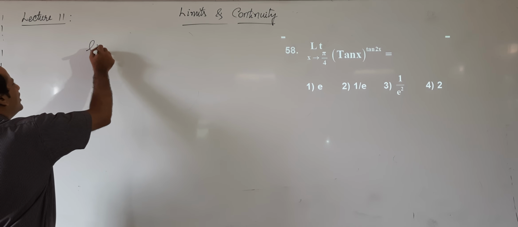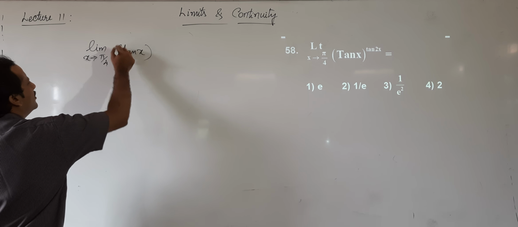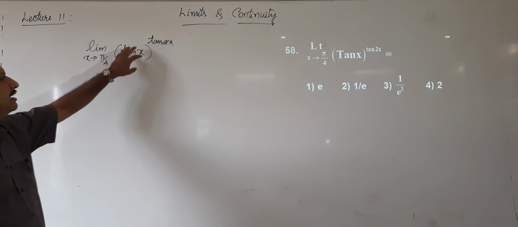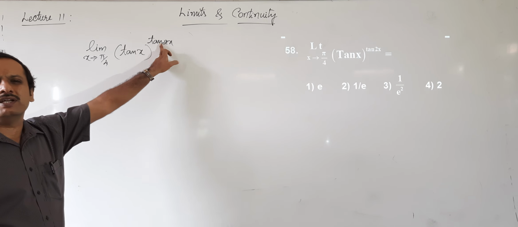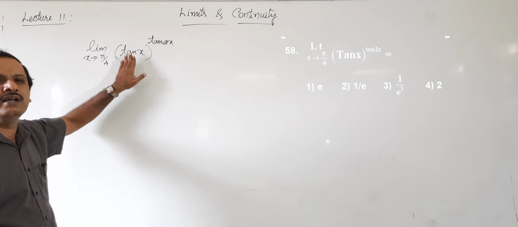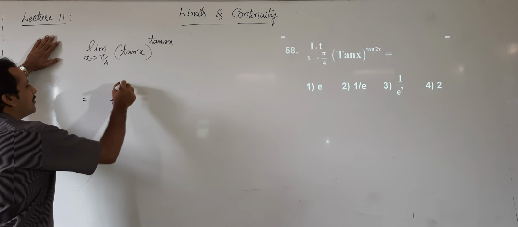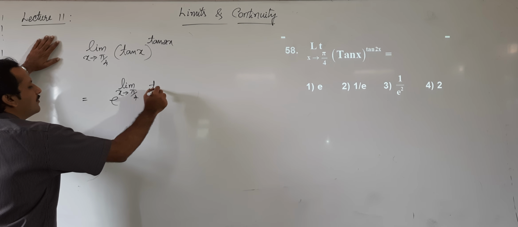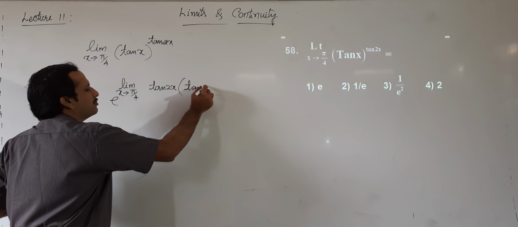We have limit x tends to pi by 4, tan x to the power tan 2x. If I directly apply the limit, this base will be 1. What happens to the power here? 2 into pi by 4 means pi by 2, you get tan pi by 2, that tends to infinity. So this is of the form 1 power infinity. If it is of the form 1 power infinity, then we use this formula: e to the power limit x tends to a, in this case limit x tends to pi by 4, g of x into f of x minus 1, where g of x is tan 2x and f of x minus 1 is tan x minus 1.